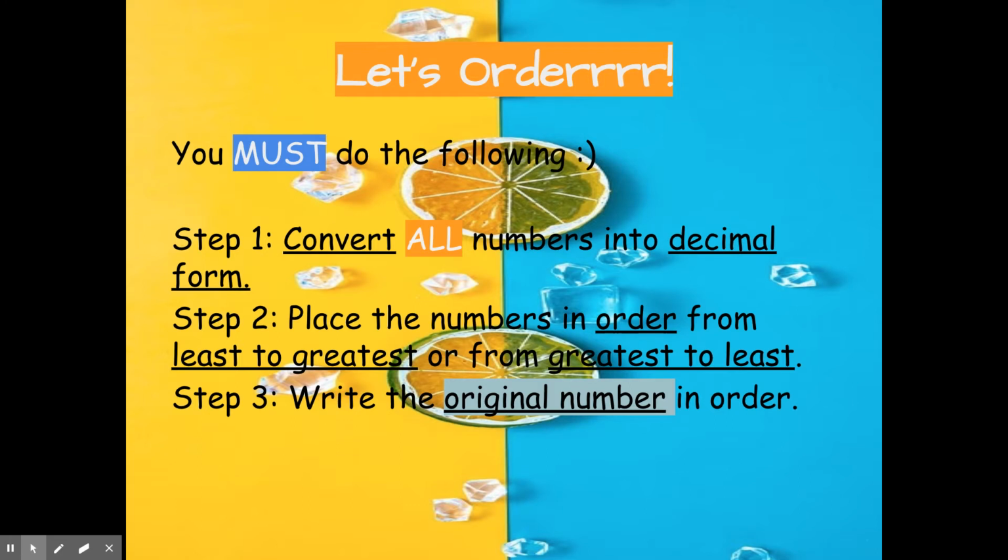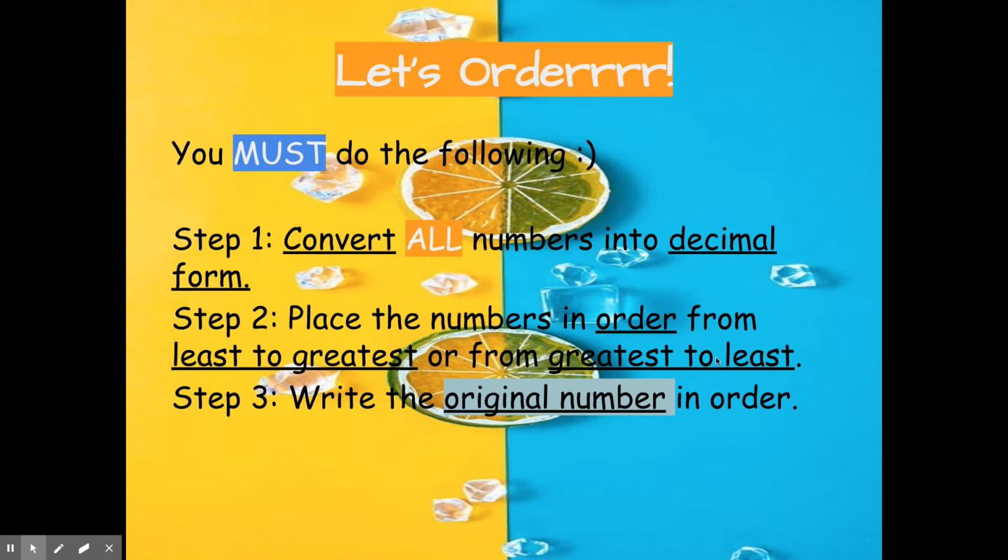All right, so here's where you can start to fill in the blanks on your virtual notebook. When we're ordering numbers, there's only 3 steps we need. And because in the 8th grade we can use a calculator, these steps are extremely easy. The first step is we're going to convert all numbers into decimal form. This is very easy with a calculator. I'm going to show you how to do it in just a second. After we convert all those numbers to decimal form, we move on to step 2, which is place the numbers in order from least to greatest or from greatest to least.